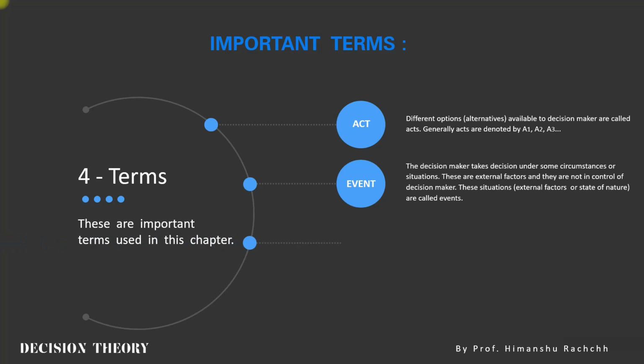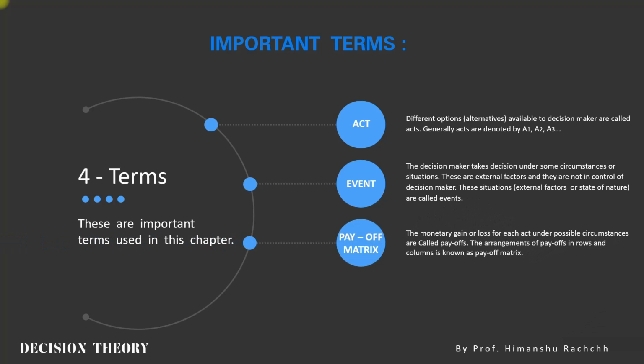Now the third one is the payoff matrix. The monetary gain or loss for each act under possible circumstances is called payoff. For each act we estimate or calculate gain or loss. These monetary gains or losses are called payoffs. Now if we arrange these payoffs in rows and columns, it is called a payoff matrix.